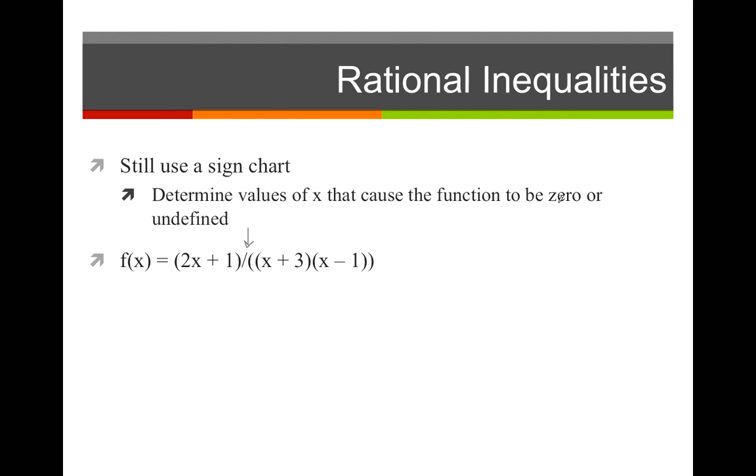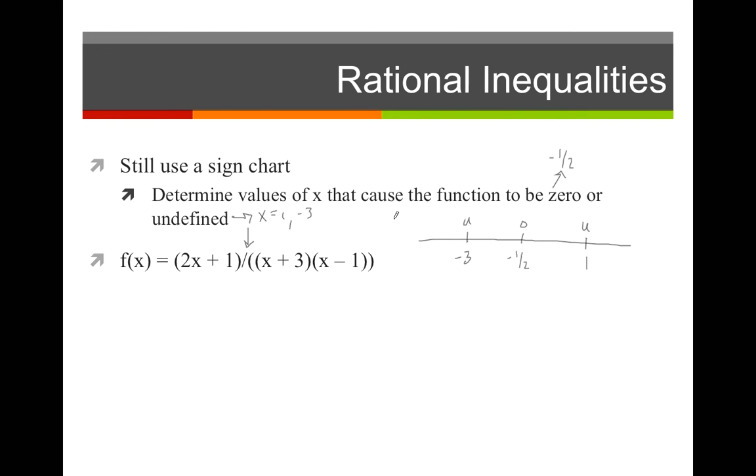So I'm asking, when is it 0? Well, it's 0 at negative 1/2. That makes the numerator 0. And then it's undefined at x equals 1 and negative 3. So those are the numbers I need to use on my sign chart. And I need to make a note of these as I go. So at negative 3 it's undefined because it makes the denominator 0. At negative 1/2, it's 0 because it makes the numerator 0. And at x equals 1, it's undefined because it makes the denominator 0.